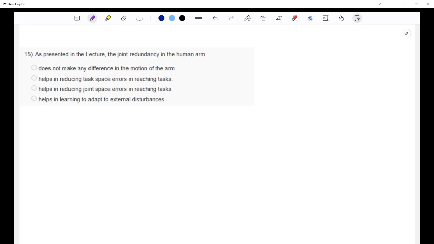What happened in the lecture? The human arm has 7 degrees of freedom, but to place the hand in space, we need just 6 degrees of freedom, which is 3 position and 3 orientation. So the arm has one redundant degree of freedom. So that gives us extra flexibility.